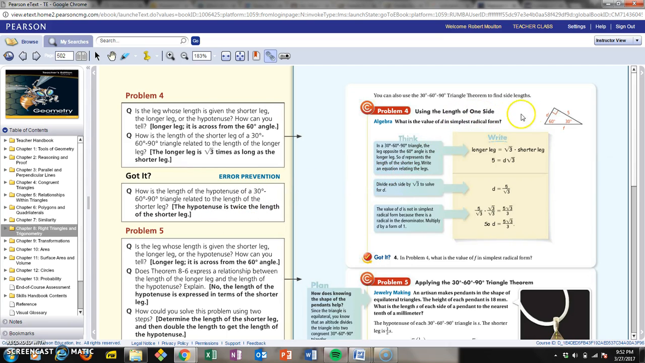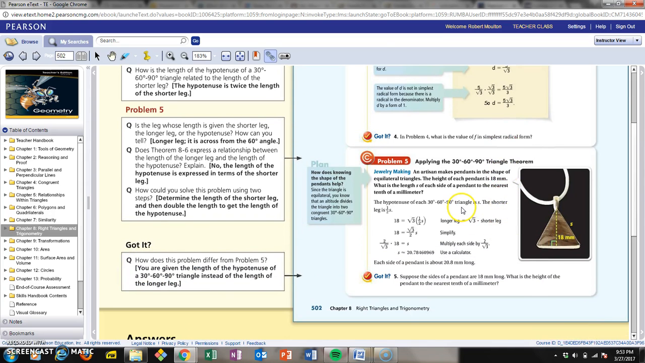Alright, finding the length of one side. We have 5, which is the long leg, because it's across from the 60 degrees. And we want to find D, the shorter leg. So long leg equals short leg times square root of 3. Plug in 5 where it's appropriate. And then we're going to divide square root of 3 over to the other side. We get 5 divided by root 3. Can't have a square root on the bottom, just like before. And here's your final answer: 5 root 3 divided by 3.